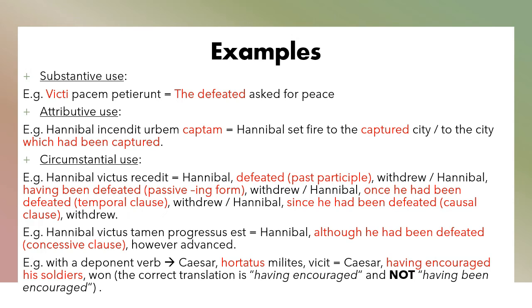Let's see, for example, a case in which we can use a concessive clause, since we didn't do that for the present participle. Hannibal victus tamen progressus est. So, Hannibal, although he had been defeated, however, advanced. In this case, there is the adverb tamen, which helps you to understand that the best meaning here is the one of a concessive clause. So the concessive clause is although, even though, etc.